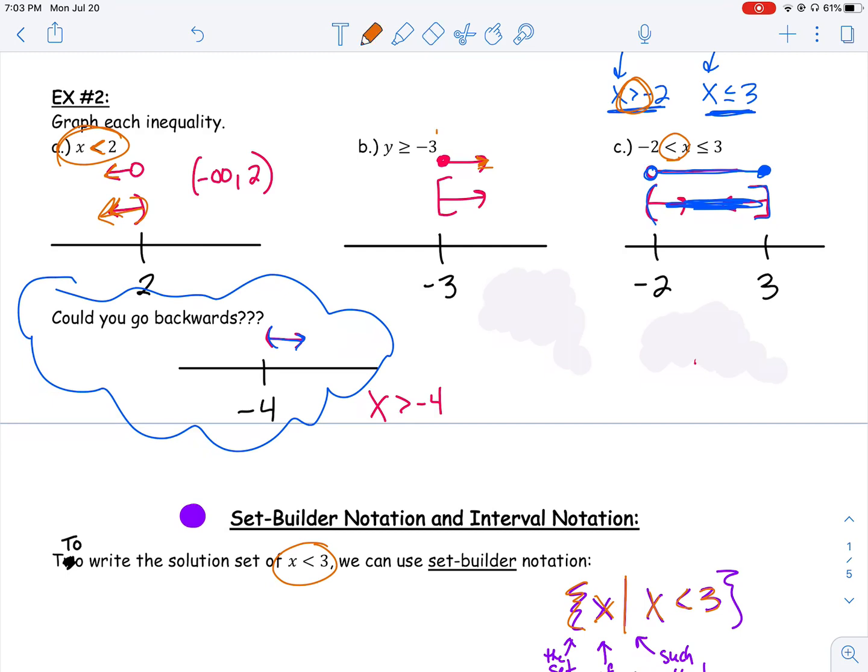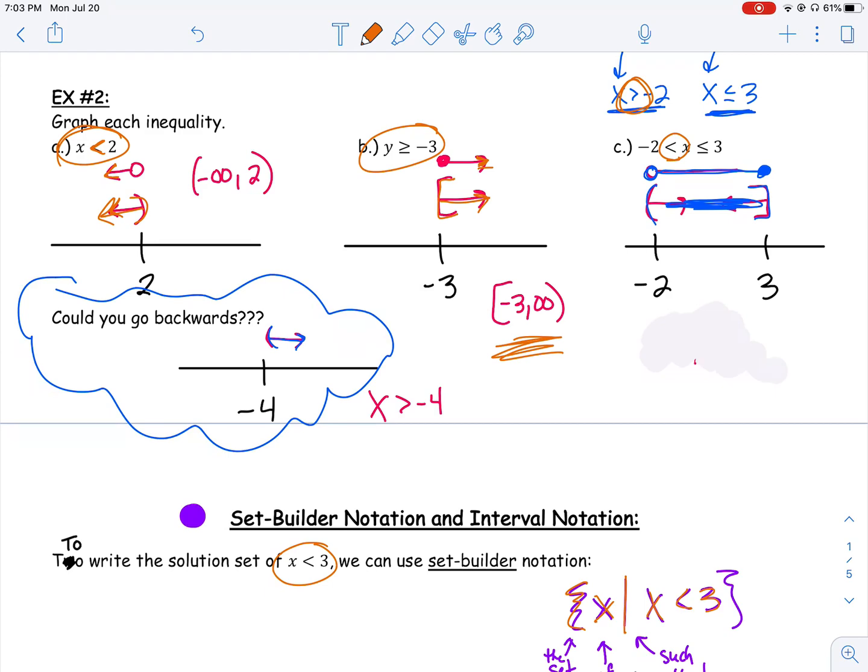On B, if we wanted y is greater than or equal to negative 3, we would use a bracket at negative 3 and then anything bigger than that. So in interval notation, it would look something like this. A bracket at negative 3, and then we would go all the way to positive infinity, and then put a parenthesis. So we always read our interval notation from left to right.